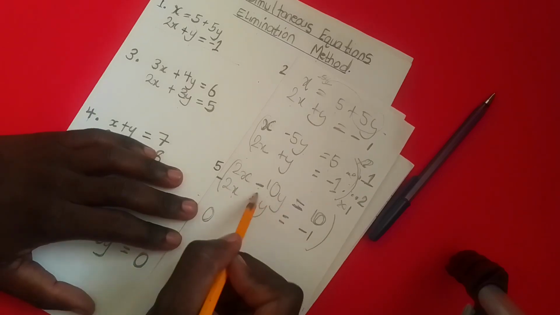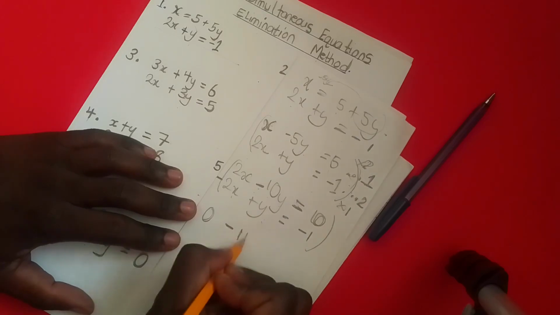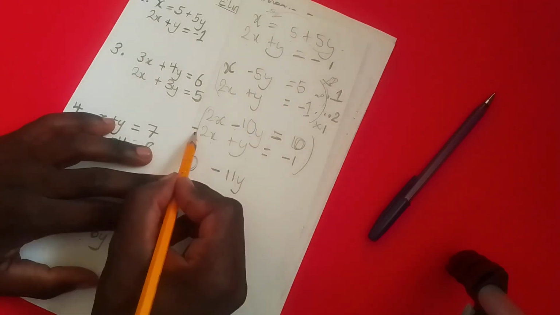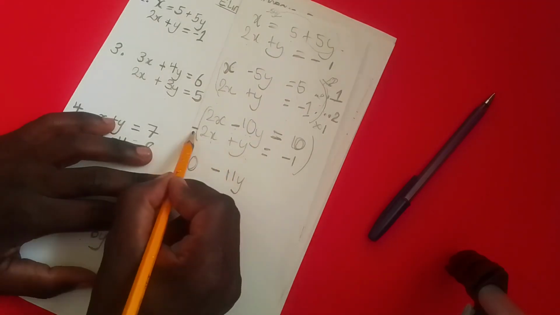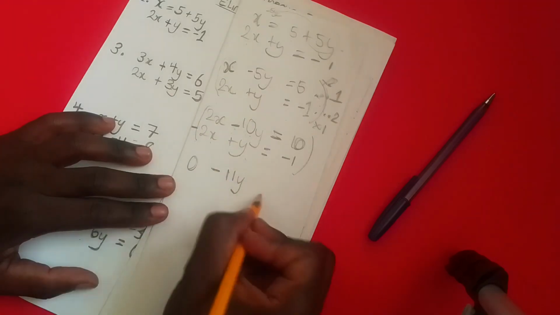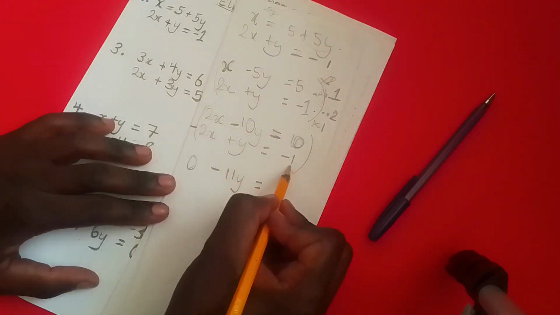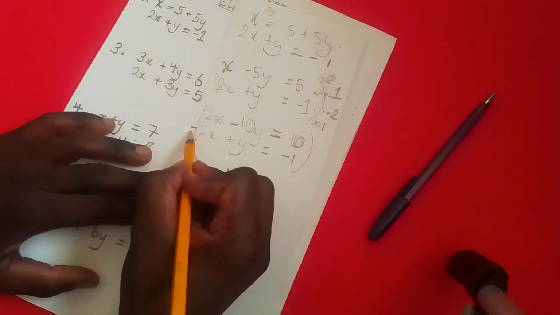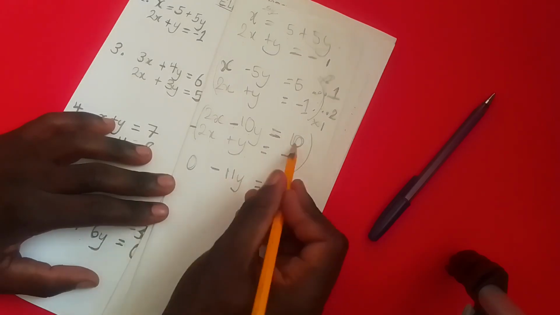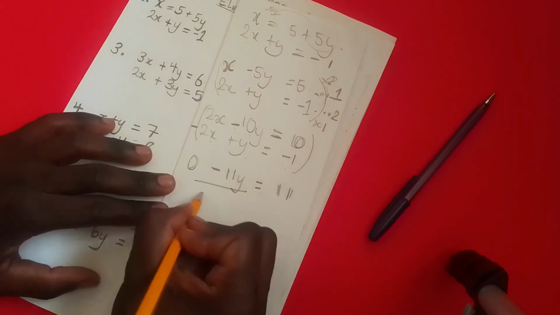Then negative 10y minus y is equal to negative 11y. I'm not going to teach you the number line. Negative 10y and negative y, a negative and a negative, leading to negative 11y. That is equal to 10 minus negative 1. Bracket means multiplication, please. Negative times negative is equal to a positive, leading to 10 plus 1, which is 11. Divide both sides by negative 11.